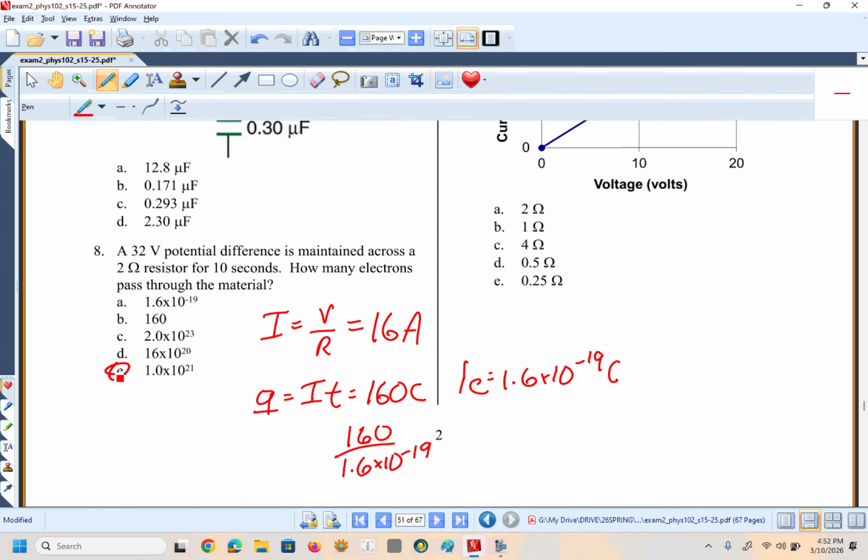Oh, yeah, so it has to be E. 1 times 10 to the 21. That's electrons.